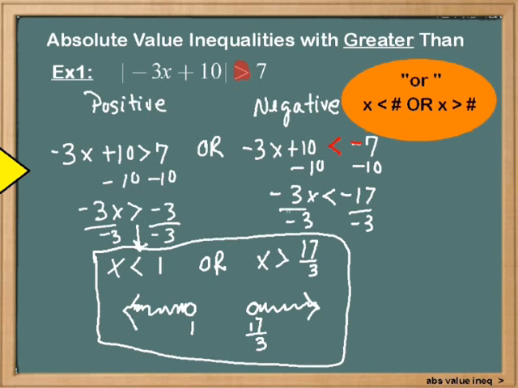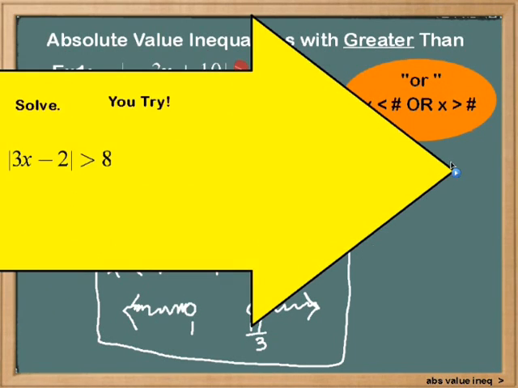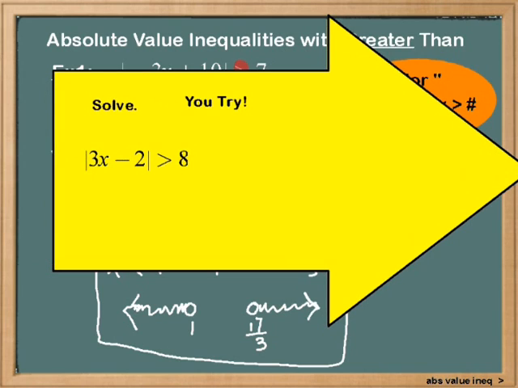If you have any questions, you have opportunities to ask in class. In the meantime, I'd like you to do the U-try and see if you have some idea of what we're doing with inequalities with greater than. Here's your U-try. You have the absolute value of 3x minus 2 is greater than 8. Go ahead and figure that out. Press the pause key while you're working, and when you're ready, come on back and I will have the answer revealed for you.